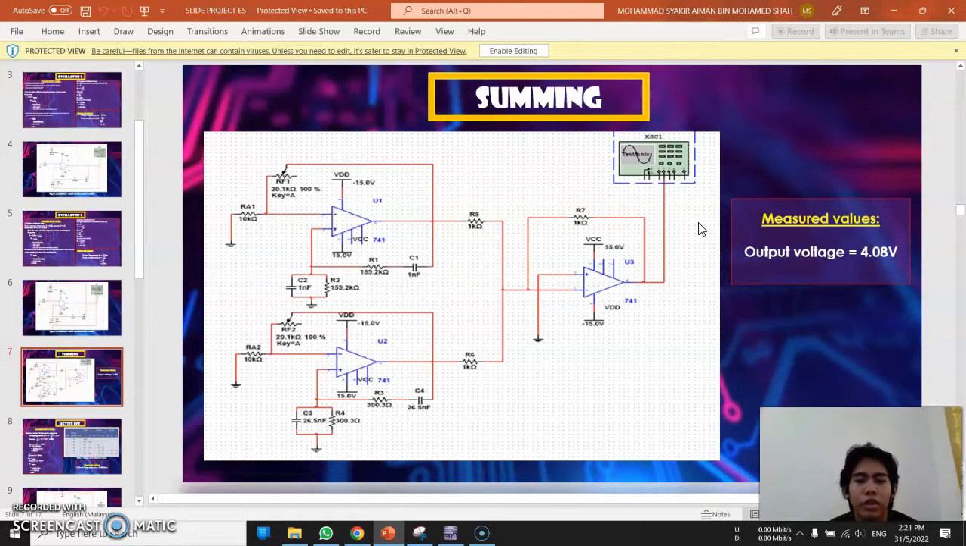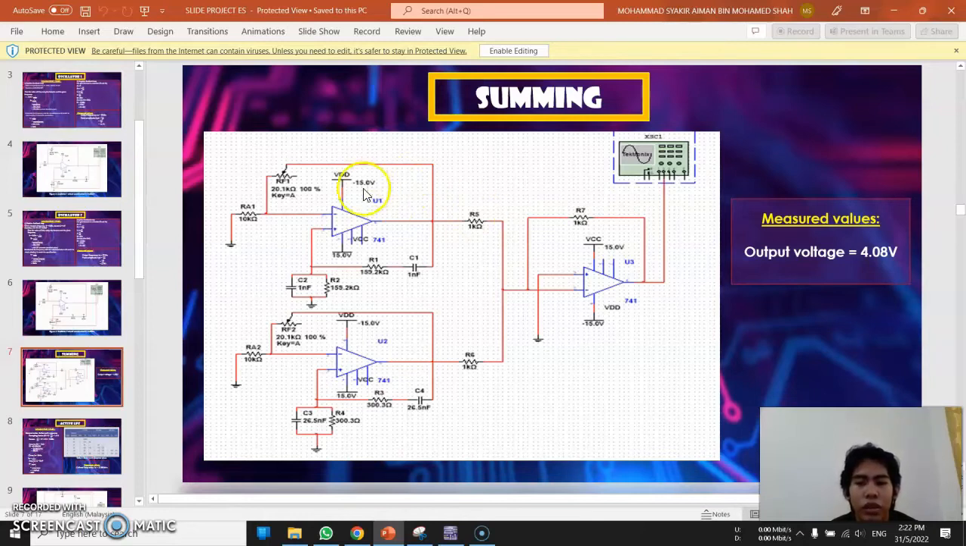For the summing amplifier, we have to understand what summing is first. So summing is another type of operational amplifier circuit configuration that is used to combine the voltages present at one or two more inputs into a single output voltage. Inverting amplifier has a single input voltage Vin applied to the input terminal.